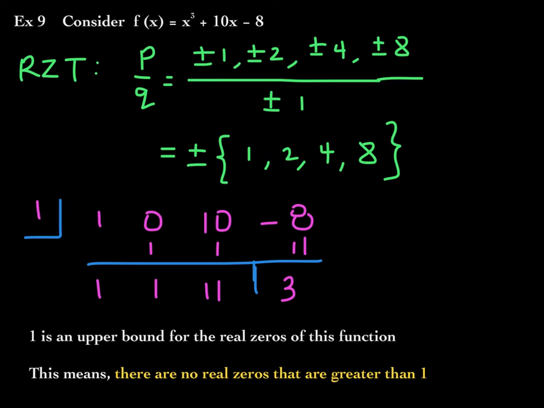Listen carefully. This means there are no real zeros that are greater than 1. For 1 to be an upper bound means there are no zeros that are greater than this number. Wait, what does that mean? Well, that means 2 is out, 4 is out, and 8 is out. I just eliminated 2 from my list, I eliminated positive 4 from my list, and positive 8 from my list because 1 is an upper bound. And 1 is not a 0 either, folks. So 1 is gone, 2 is gone, 4 is gone, and 8 is gone.